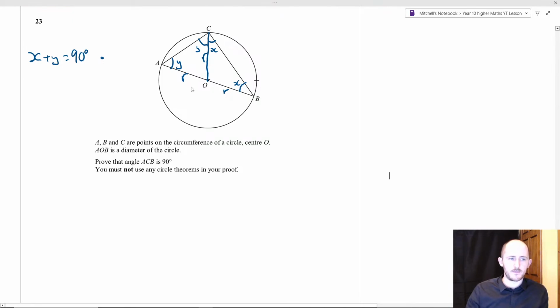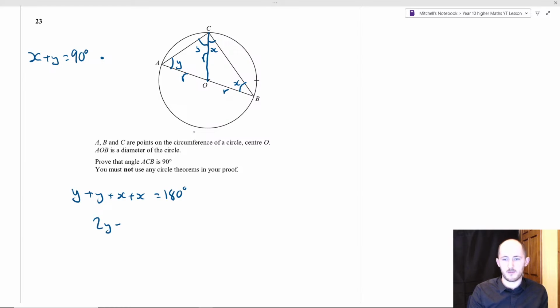Well, angles in a triangle overall should add up to 180. There we are. Lila's got it. So y plus x equals 180 degrees. So 2y plus 2x equals 180 degrees. And remember, this is what I'm trying to get to. If I factorize out a 2, and then divide both sides by 2, I indeed get x plus y, or y plus x, equals 90 degrees.